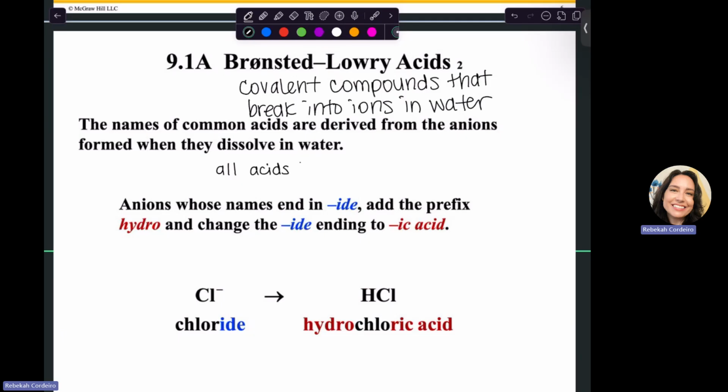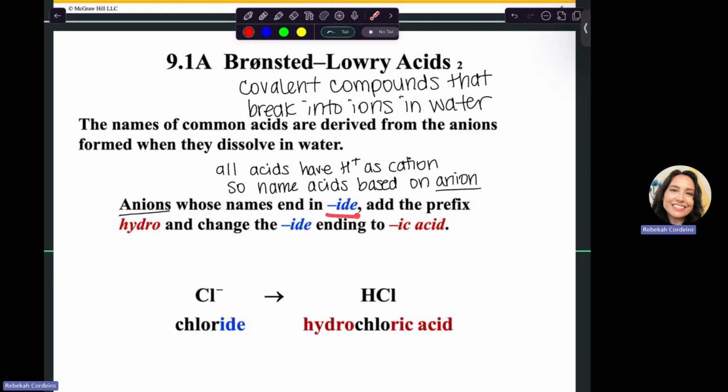When we're thinking about naming, all acids have H plus as the cation. So let's think about breaking up the ions like an ionic compound and naming it based on the ions. So H plus is the cation, so we name acids based on the other part, the anion. If the anion has an IDE ending, we add a prefix of hydro, a suffix of ic, and the word acid. So if the anion is chloride, then it would be hydrochloric acid.